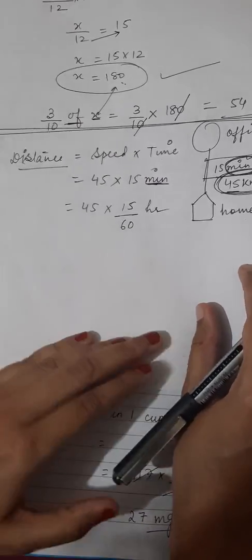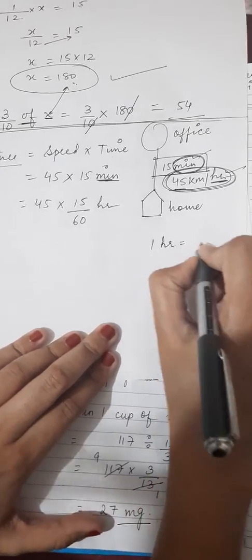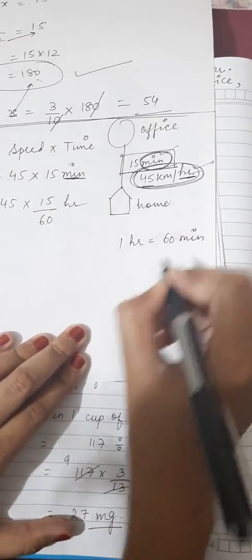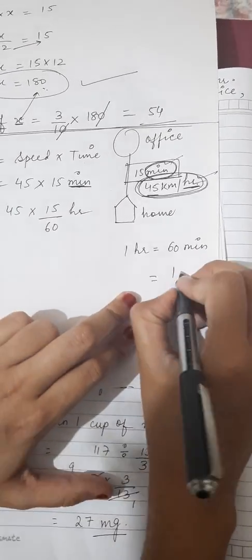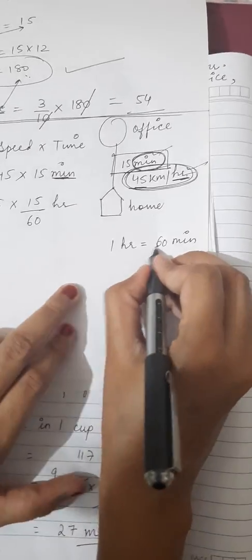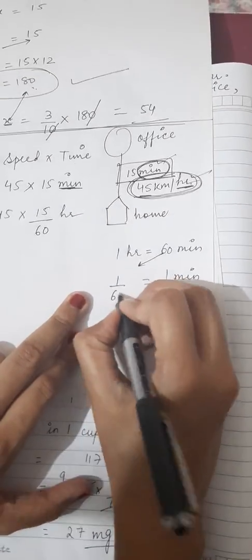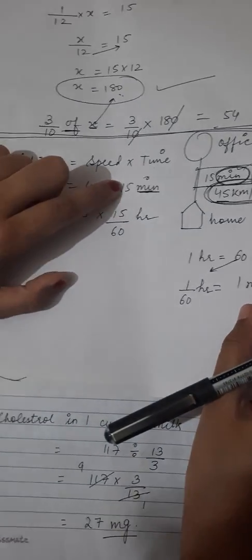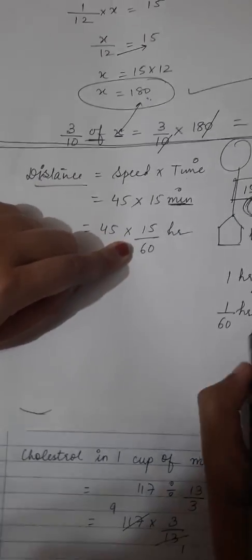Now why by 60? We all know that in 1 hour, how many minutes are there? 60 minutes are there, right? But if I want to know only 1 minute's value, then this 60 will go down. So this will become 1/60 hour, right? So what I have done is, I have multiplied this 15 by 1 upon 60.